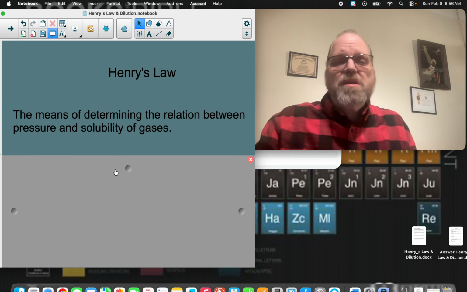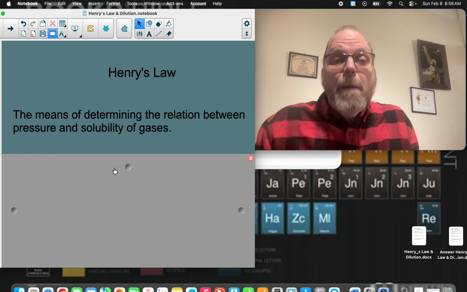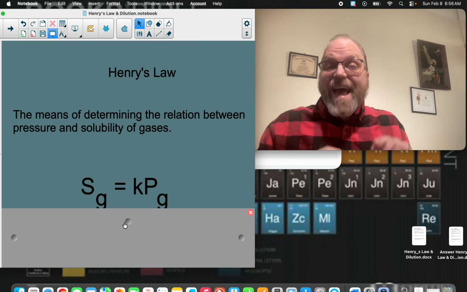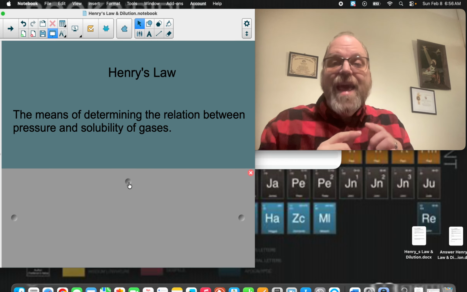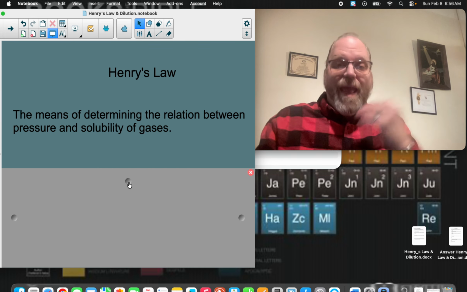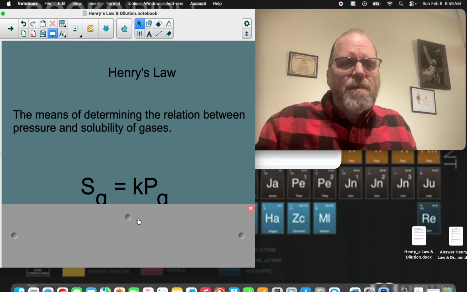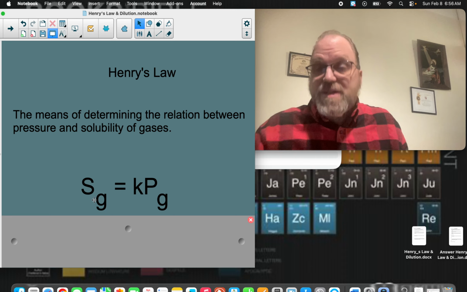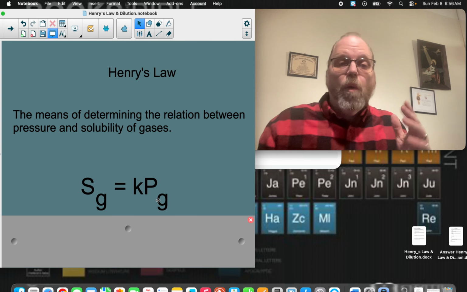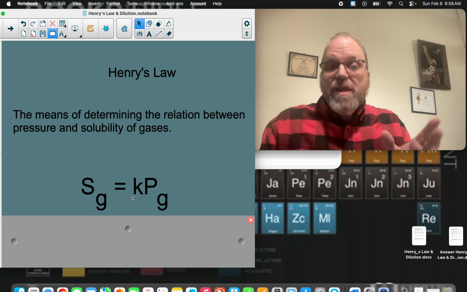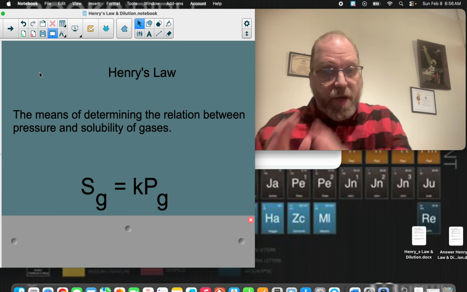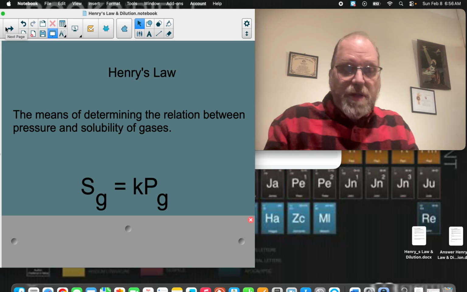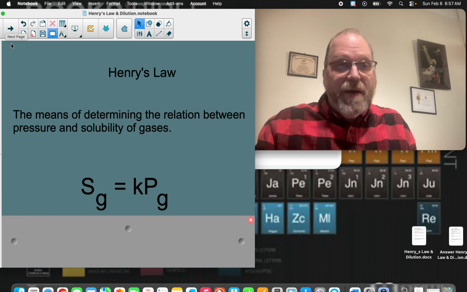Henry's Law determines solubility, the relationship between pressure and solubility of gases. So this is only involving gases and their solubility. The equation itself is S of G, which means the solubility of the gas, is equal to K, which is Henry's Law constant, times the pressure of that gas. We take the pressure of the gas times the constant, and we get the solubility of that gas.